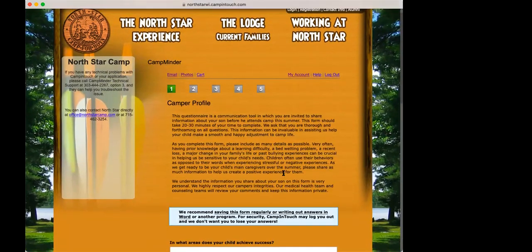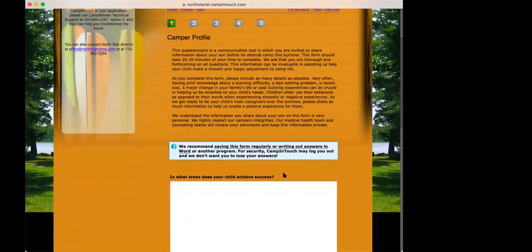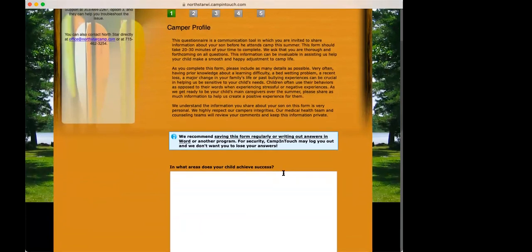The Camper Profile, I will tell you, is the form that asks most about your child's personality, your child's goals for the summer, coming from the perspective of a parent. Where does your child achieve success? Where did they have struggles or challenges, so that our staff can, from day one, have some strategies to start supporting them?